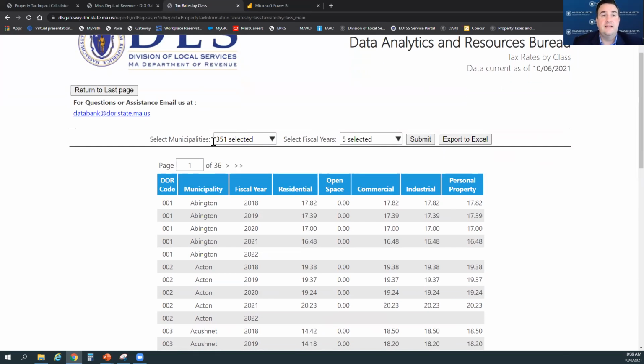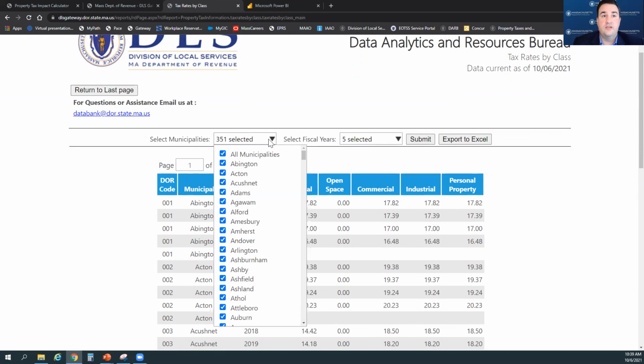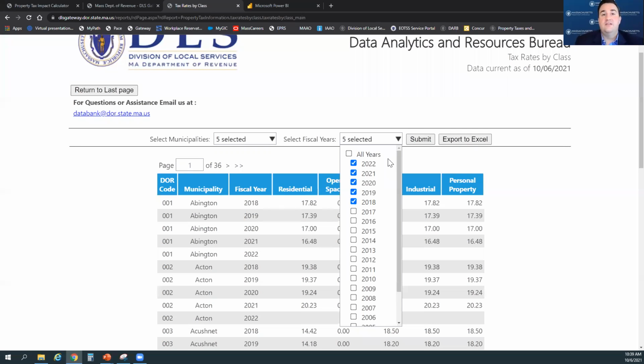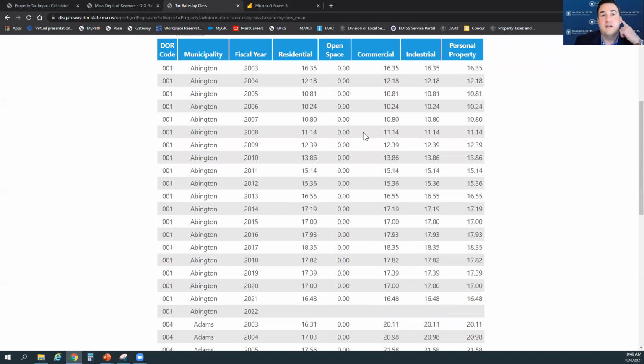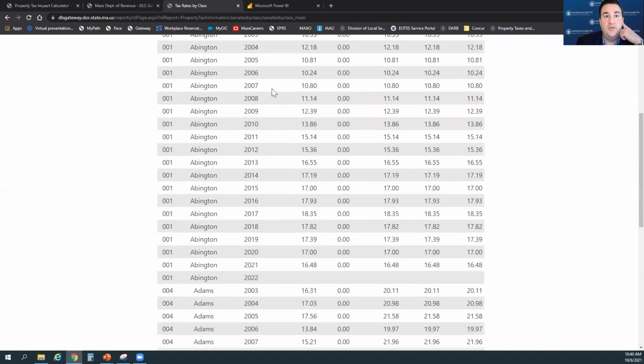DARB has information on 351 different communities. You can select all, or you can select different ones depending on what kind of presentation you're putting together. So I'll select four different ones. Here, we'll add one more. As far as the years, it defaults to these years, but if you really want to go back, you can submit all the years. Once you hit the submit button, you're going to see all the different tax rates per community per year.